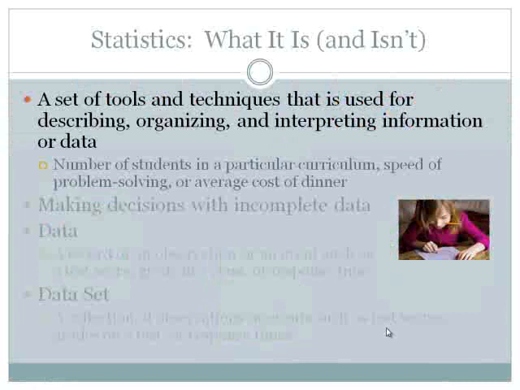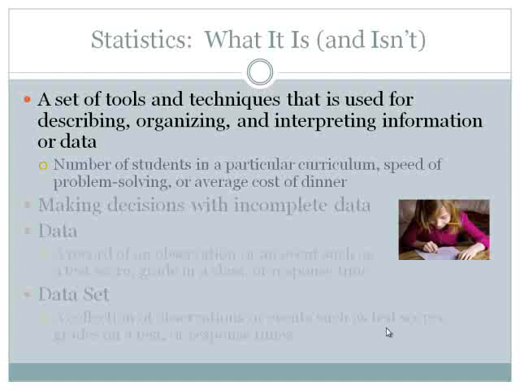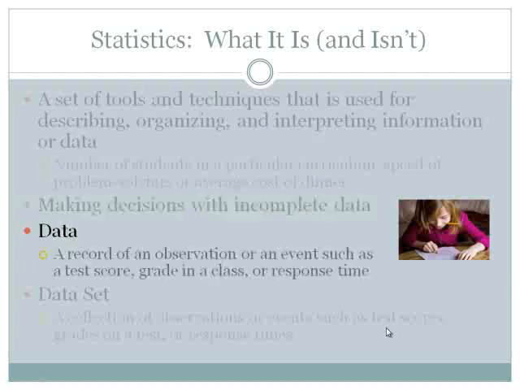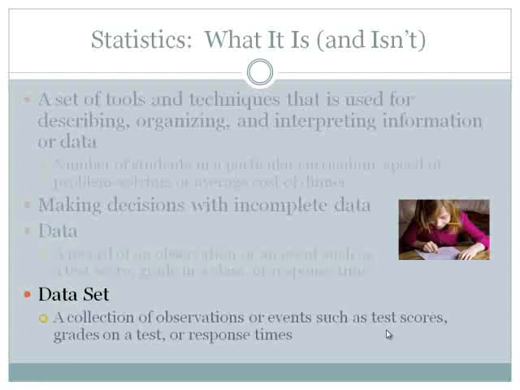Statistics, what is it? What is it not? There are two broad types of statistical tools, those that help us describe, organize, interpret data, and those that help us make decisions. Now when we talk about data, we're simply talking about singularly one observation on a particular person, and then we're going to be dealing with data sets, and so a set of observations.